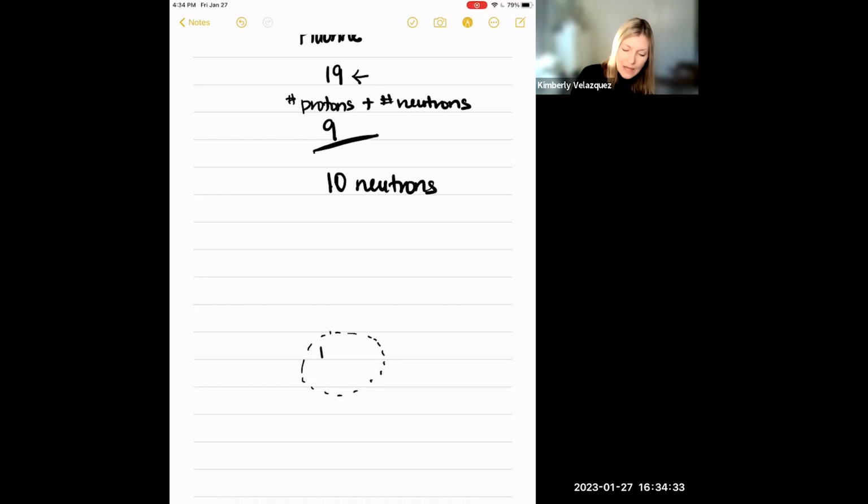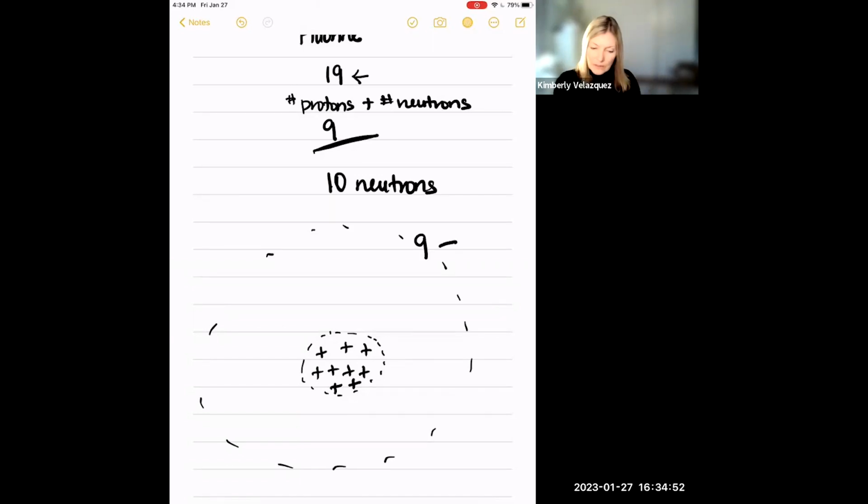You would have 9 positively charged subatomic particles, in other words, 9 protons in the nucleus. And orbiting out here, you'd have 9 negatively charged particles. And then we know we have 10 neutrons.